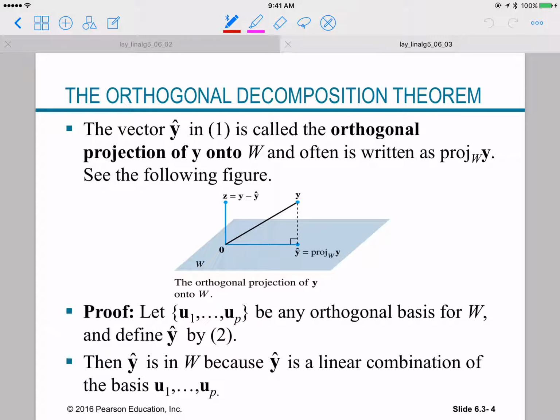And in terms of the notation, the projection of y onto the subspace W is y hat. So this is our subspace, and this vector is the orthogonally projected vector of y, and that is written as proj onto W of the vector y.